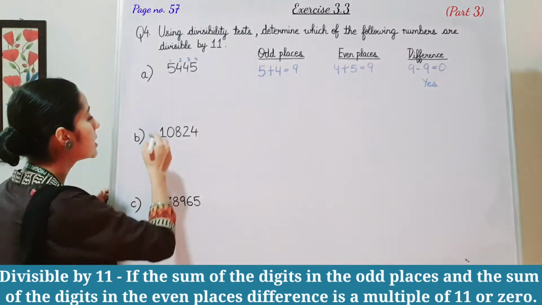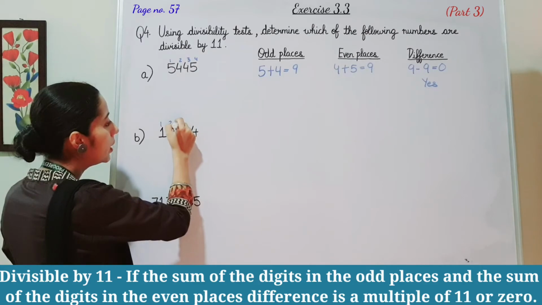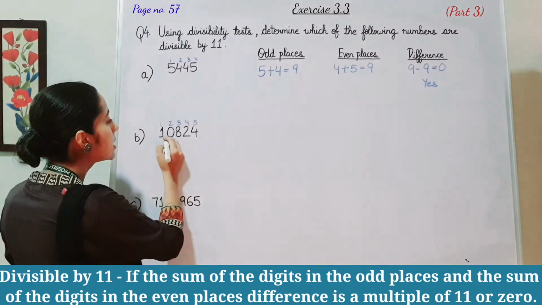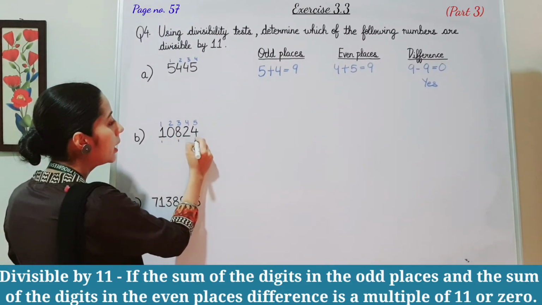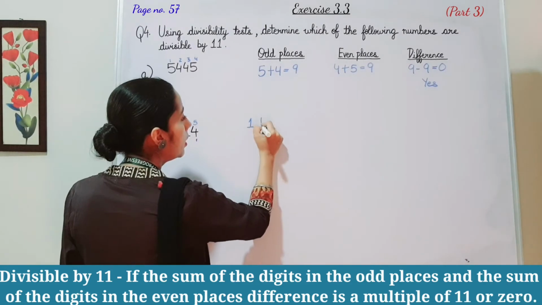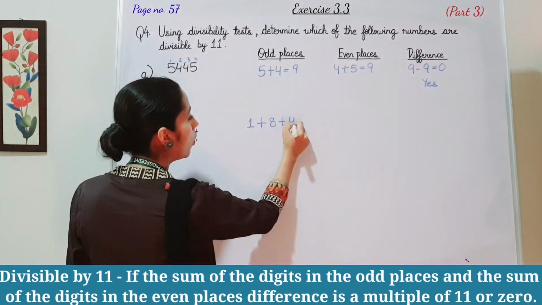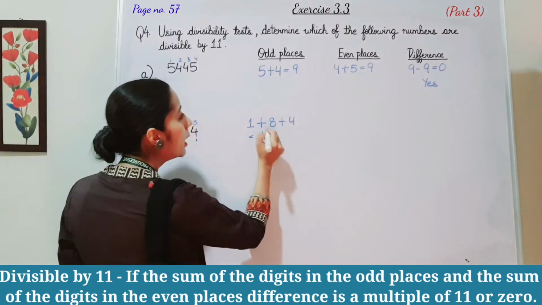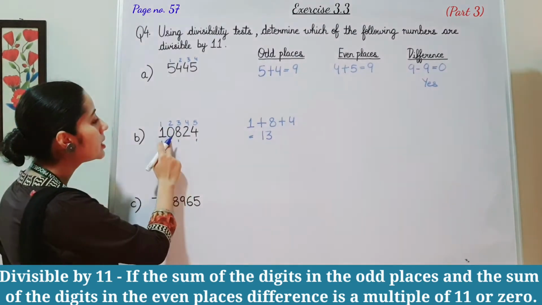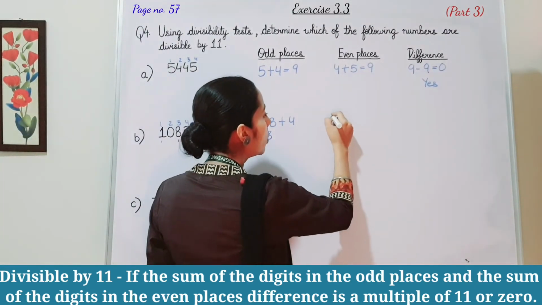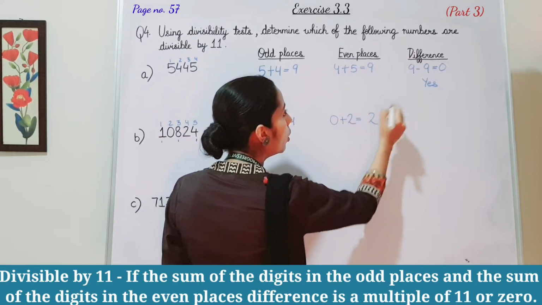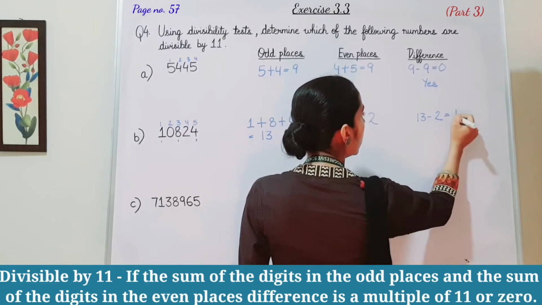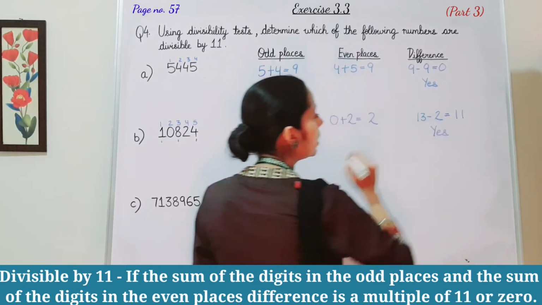Now B part 10824. So let us write down their places. 1, 2, 3, 4, 5. Next step, sum of odd places. Odd places are 1, 8 and 4. Let us add 1, 8 and 4. So 8 plus 4, 12. 12 plus 1, 13. Now sum of even places. Even are 0 and 2. So add here 0 plus 2. That is 2. Find out the difference. 13 minus 2 is equal to 11. So yes, it is divisible by 11.